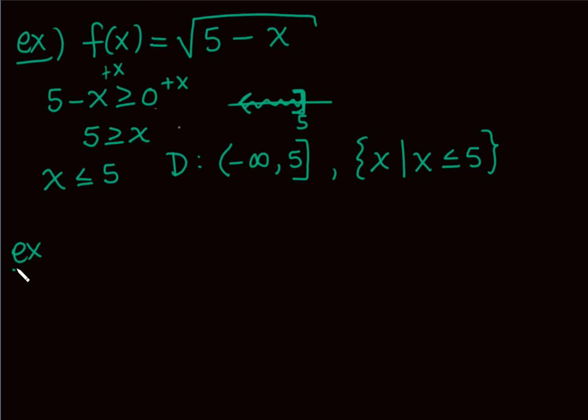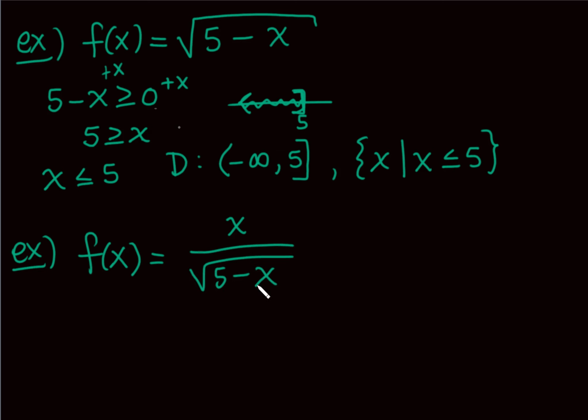One last example. I can't help myself. What if I had this? F of x equals x over the square root of 5 minus x. Now, I know I have 2 things I have to consider. I want to kick out anything that's going to make the denominator 0 and anything that's going to make this square root negative right underneath. So what am I going to do then here? I'm going to take 5 minus x, and instead of setting it greater than or equal to 0, I'm just going to say it has to be strictly greater than 0. I want to leave out anything that would actually make it equal to 0.